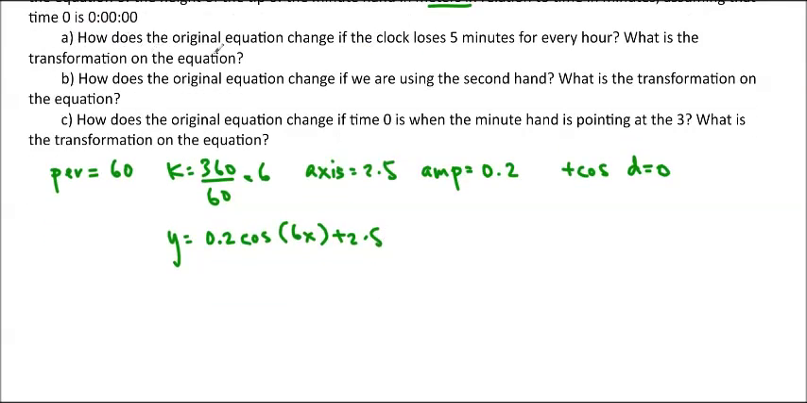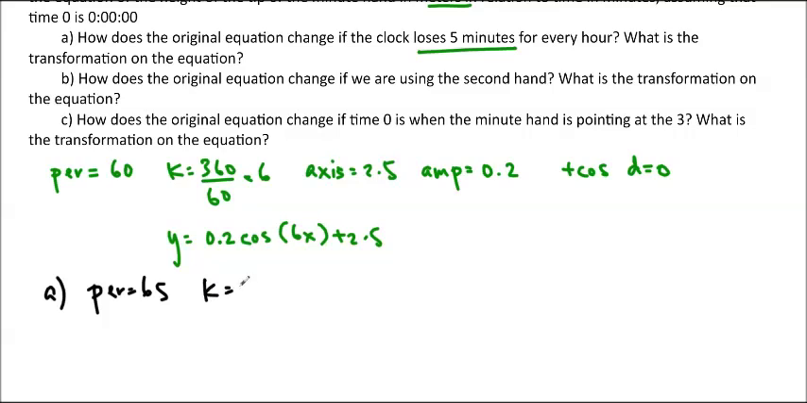And then we're going to do part A. How does the original equation change if the clock loses 5 minutes for every hour? So I think the wording is slightly ambiguous, but I did look it up on the internet to double check. Losing 5 minutes actually means that we would have a longer period, so our new period would equal 65 minutes. So we lose time on our clock, it becomes slower.